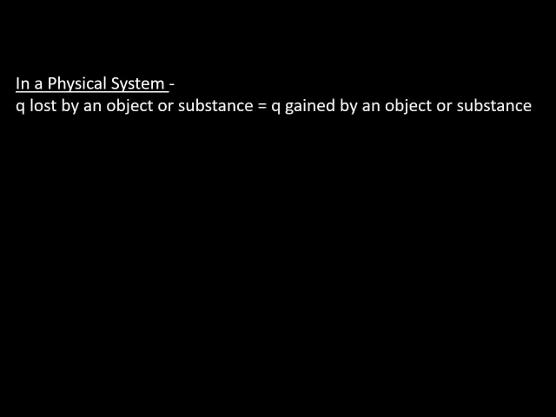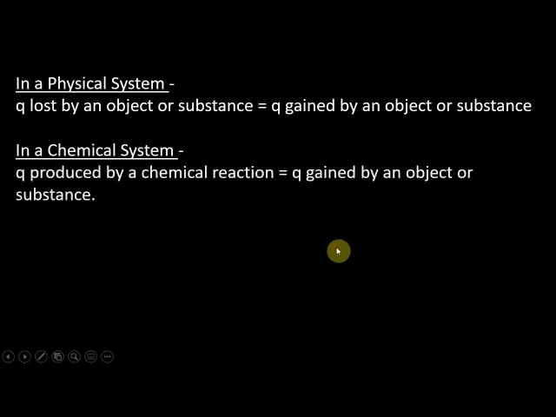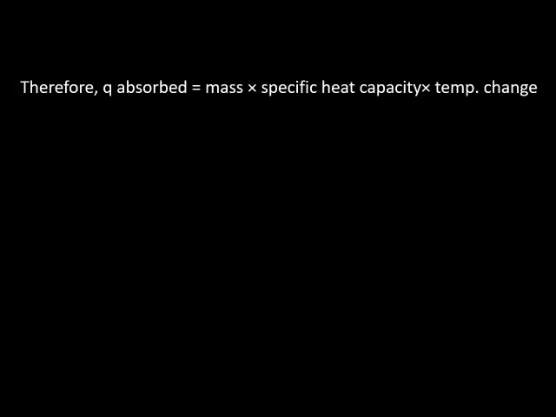So in a physical system, we remember that Q lost by an object or substance is the Q gained by another object or substance. And that's simple physical heat transfer. In a chemical system, the Q produced by a chemical reaction is the Q gained by the object or substance. Or the other way around, Q absorbed by the chemical reaction is the Q lost by the object or substance. And so that is the basis then for what we use in terms of calorimetry.